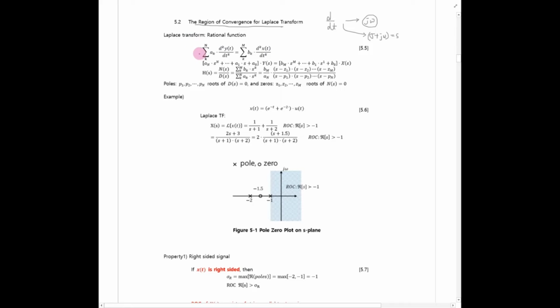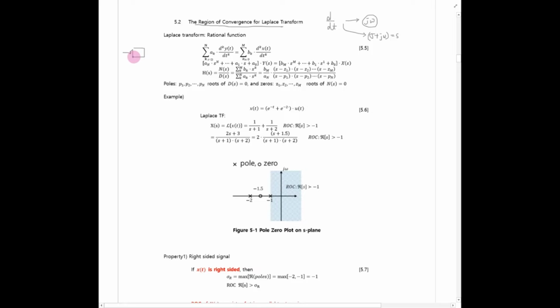Here shows a typical linear system, and the system can be expressed by a differential equation. The sums run from 0 to m. y(t) is the output, x(t) is the input, so the system can be expressed in this way.